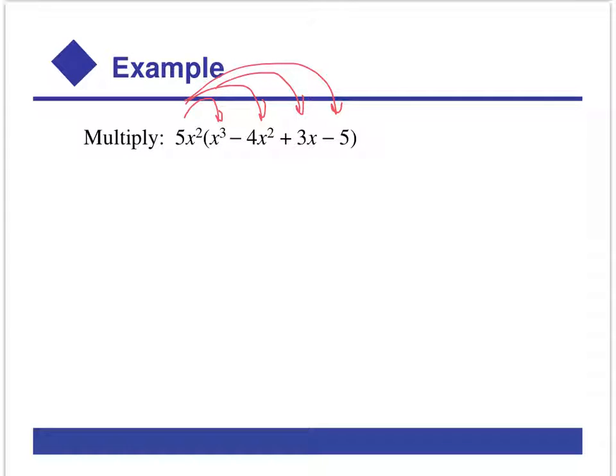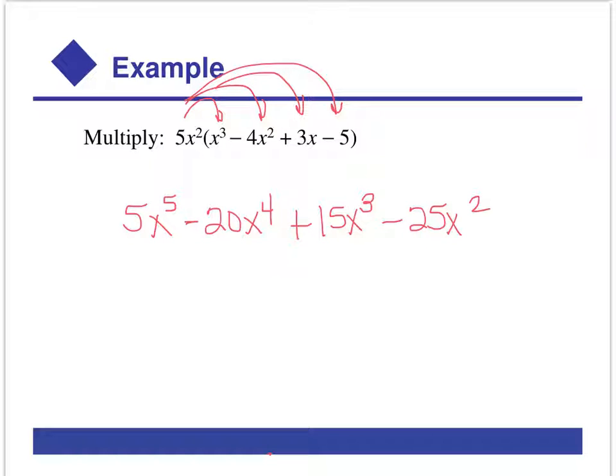So 5x squared times x to the third is simply 5x to the fifth. 5x squared times negative 4x squared is going to give us negative 20x to the fourth. 5x squared times 3x is going to give us 15x cubed. And then last but not least, 5x squared times a negative 5 is going to give us a negative 25x raised to the second power.